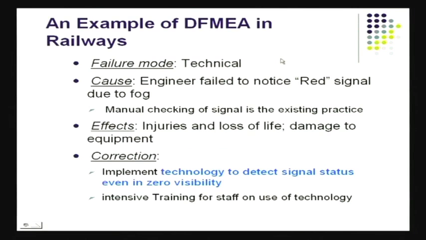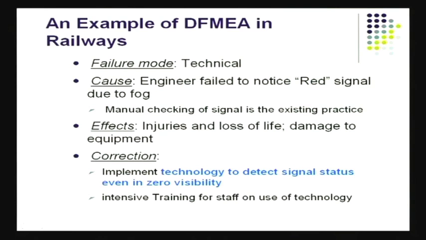Here's another example of a design defect. An engineer, this guy, was riding a train and he failed to notice a red signal due to fog. And this led to a major accident, injuries and loss of life, and of course damage to equipment. So we saw the cause. The cause was that the person could not see the red signal.